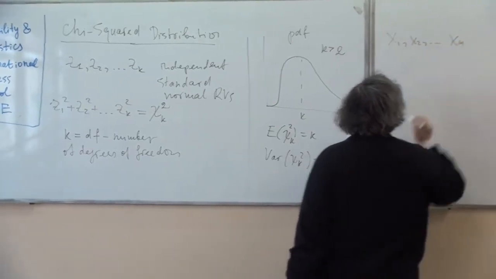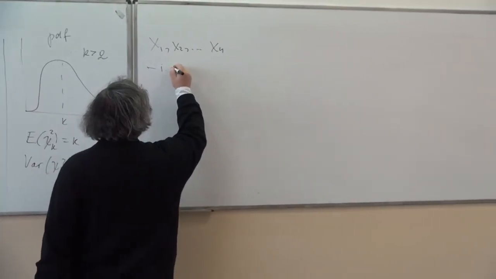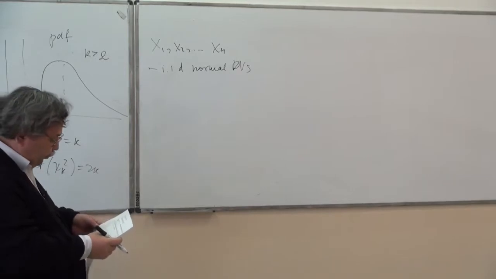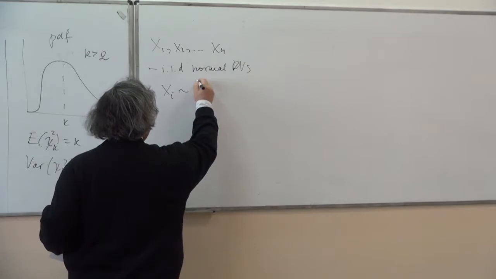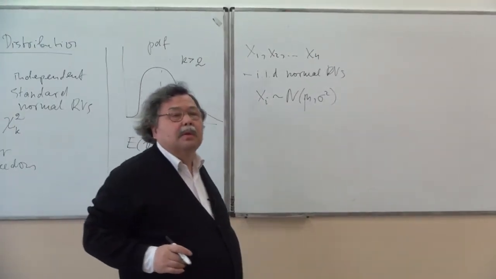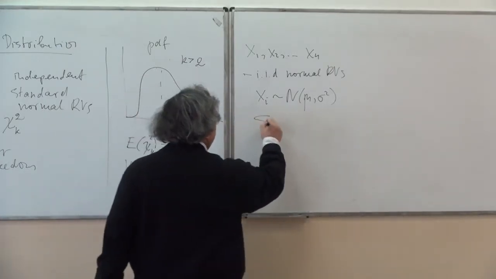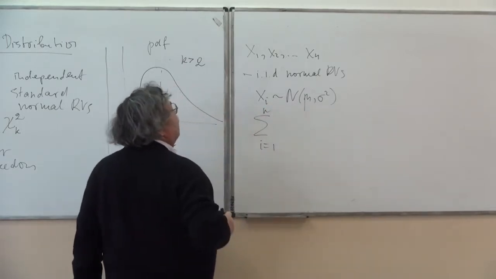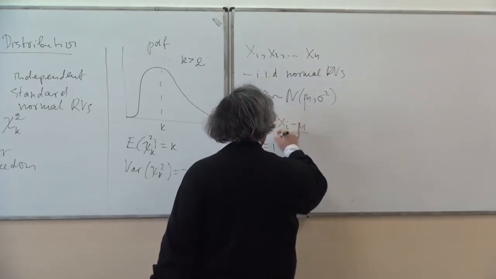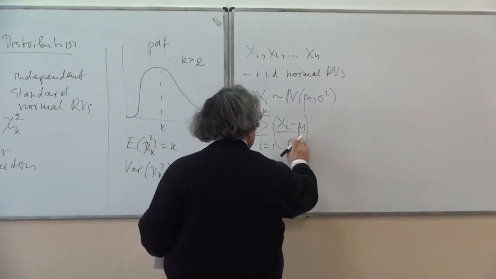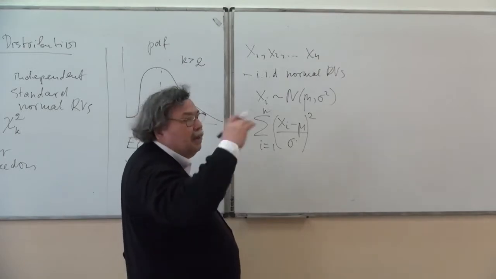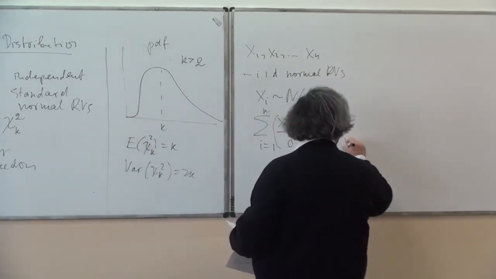Suppose x1, x2 up to xn are independent, identically distributed normal random variables. Each xi is normal with some value of mu and some value of sigma squared. Then the sum of (xi minus mu) divided by sigma, the whole thing squared, is distributed as chi-squared.